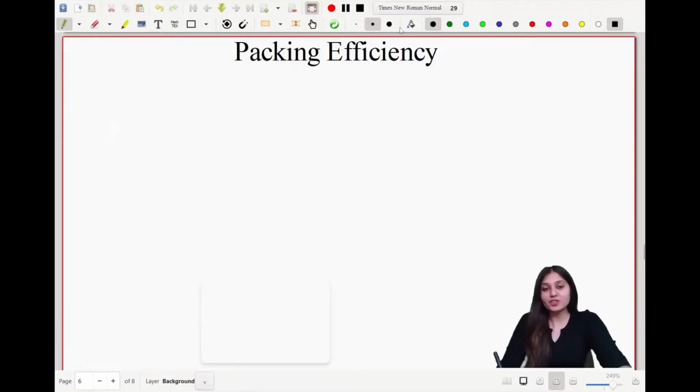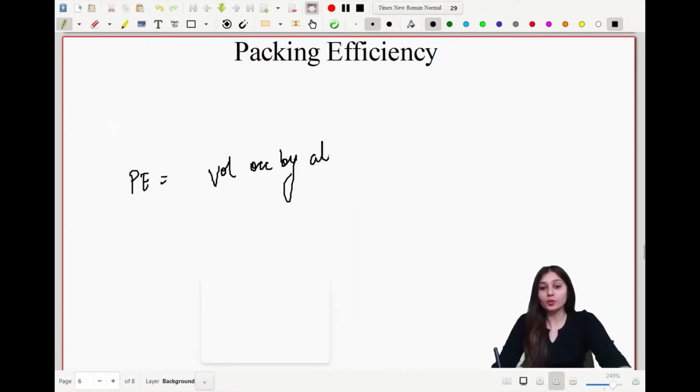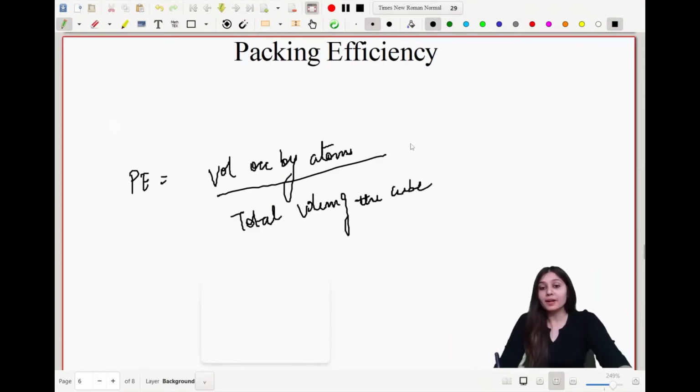So what is packing efficiency in mathematical terms? It is the volume occupied by the atoms of the unit cell, and these atoms can be 1, 2 or 4 depending upon the type of unit cell, divided by the total volume available. The total volume available is the volume of the cube, because all these 3 are cubes: simple cubic, face-centered cubic, body-centered cubic. We multiply by 100 because packing efficiency is a percentage, so whatever answer we get is going to be in percentage.